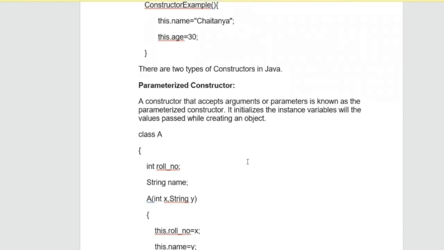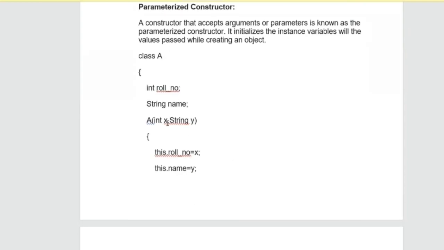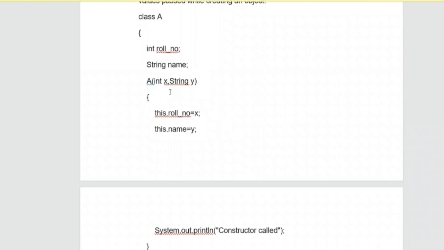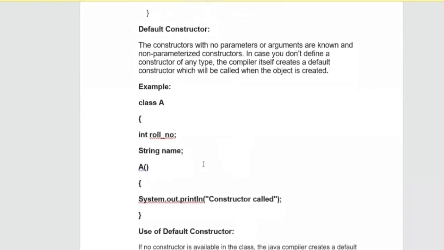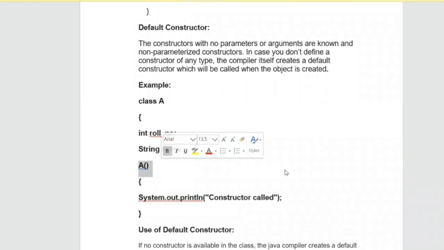The main purpose of a constructor is to initialize the instance variables while creating the object. See here the example. In the A class, we have declared A with the following arguments or parameters. This is nothing but a parameterized constructor. If you didn't pass any values or arguments, then that is nothing but a default constructor. A constructor with no parameters or arguments is known as a no-parameter constructor or default constructor. So this is the example for a default constructor.